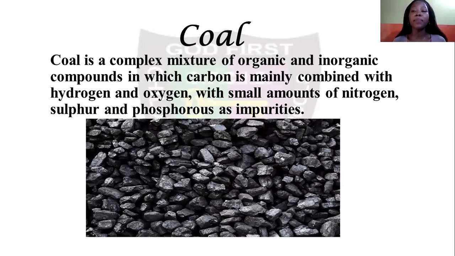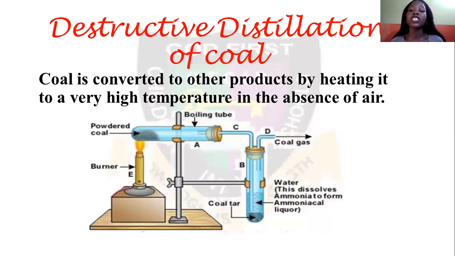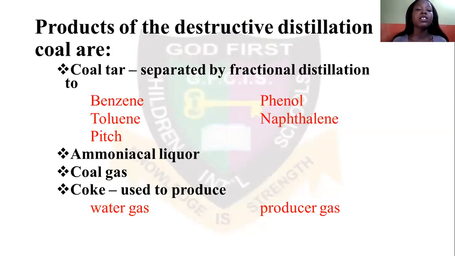So now, coal can be converted to other products through what is known as destructive distillation. That means heating coal to a very high temperature in the absence of air. Now, look at this, this is usually the setup. So you have coal being burnt in the boiling tube. Then you see the products are coal gas, coal tar, ammoniacal liquor, and then you have coke. These are the four major products gotten from the destructive distillation of coal. Let's look at them one by one.